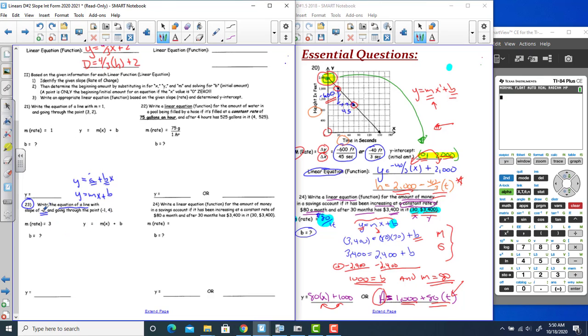I made an error here. I wrote m is 3. It should actually be -2, so let's correct that. And in order to find b, given a measured amount at some point in time along with the rate of change, we're going to have to substitute into y equals mx plus b for y, m, and x in order to determine what b is.